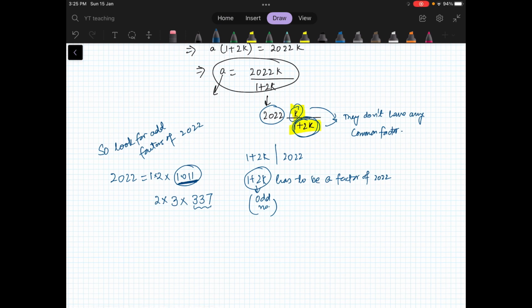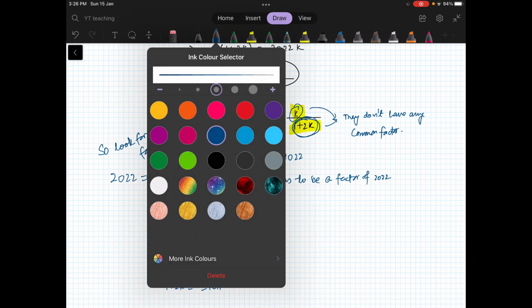So we have the choices that 1 plus 2k can be either plus or minus 1, because it can be negative also. All we are thinking about is that it should be odd. It can be plus or minus 3, and it can also be plus or minus 337, because that's an odd factor, and it can also be plus or minus 1011. So these are all the choices we have for the value of 1 plus 2k. Now from each value you can find your k.